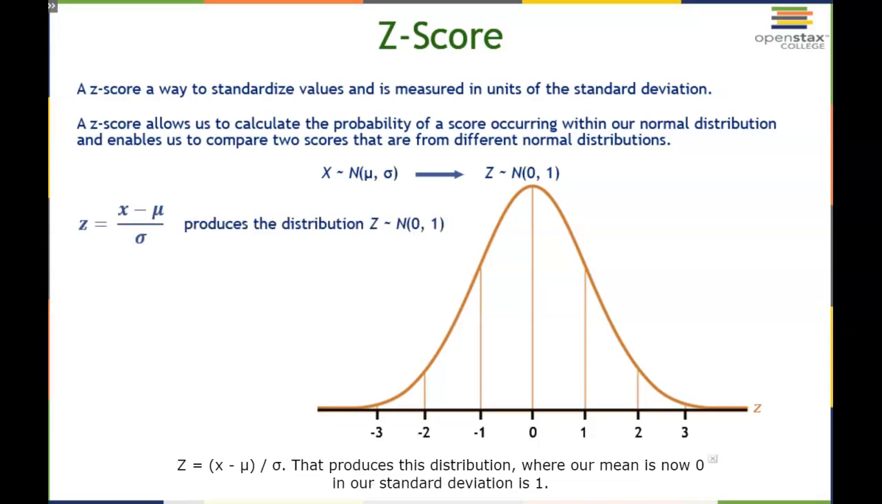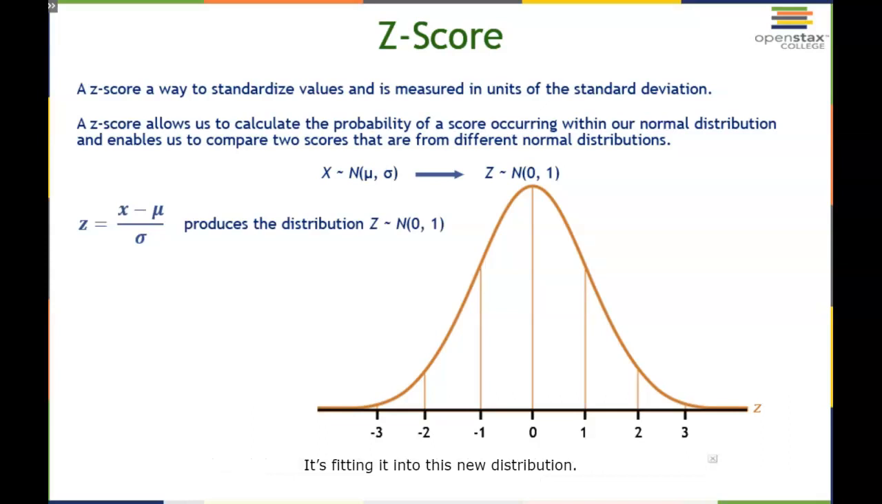That produces this distribution where our mean is now 0 and our standard deviation is 1. It's fitting it into this new distribution. It doesn't change our x. It doesn't change where we start from. It just transfers it over into a new location, if you want to think of it like that.